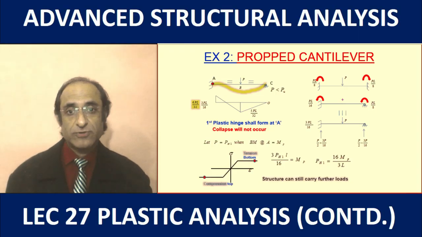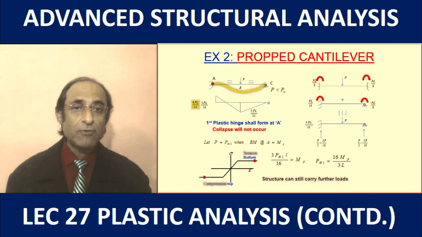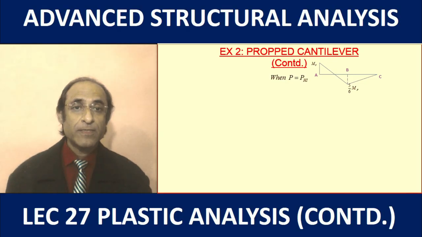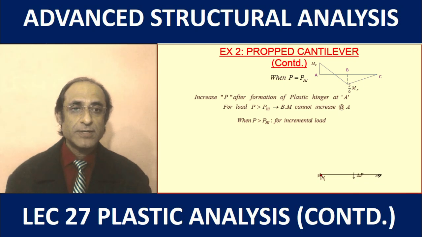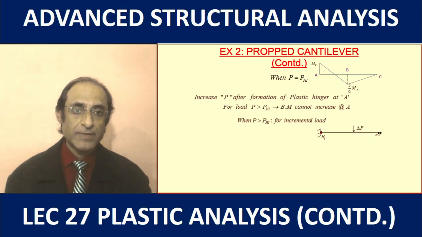Now the structure has not failed, it can carry further load. However, there will be a difference now in the way we are analyzing. Now for the first phase, when the load was less than PH1, the bending moments were increasing at both A and B. When a plastic hinge has formed at A, the bending moment will not increase beyond MP at A. So because of this reason, for the incremental applied load, the structure would behave like this.